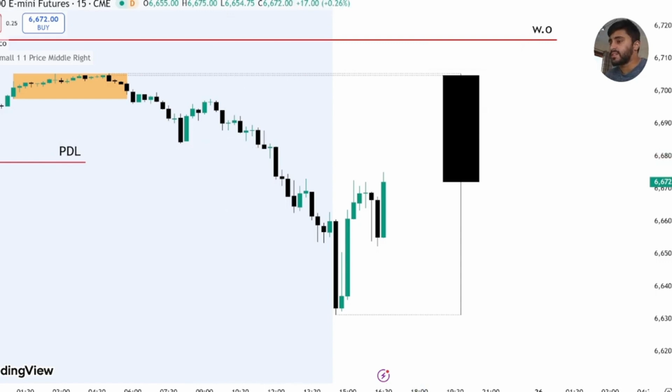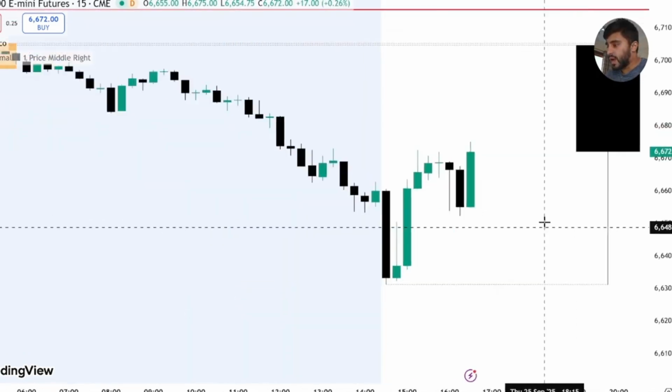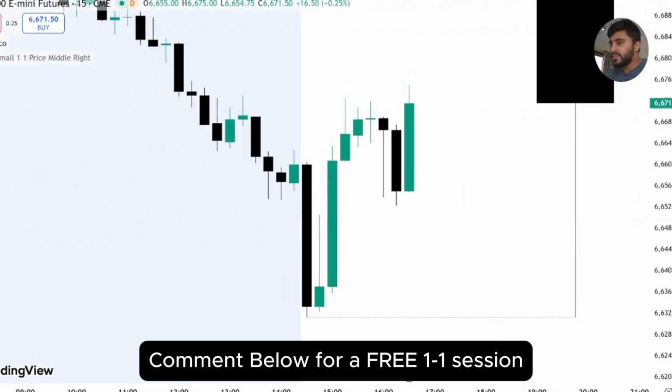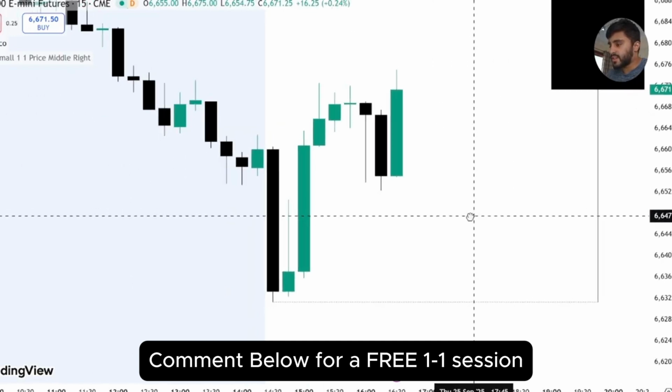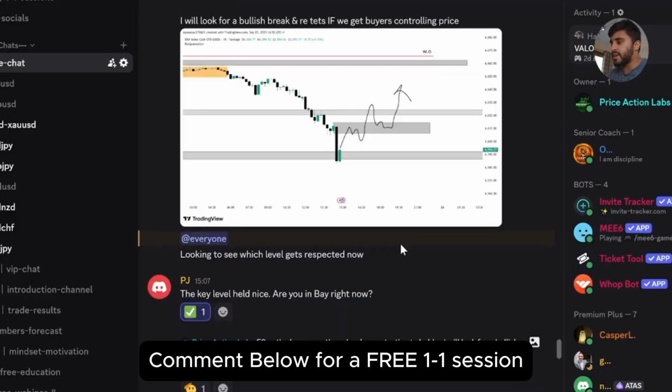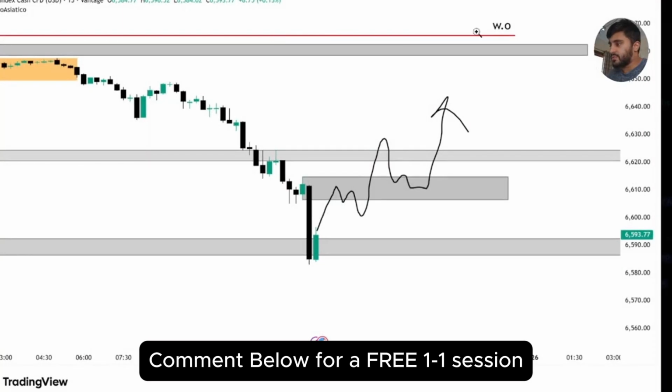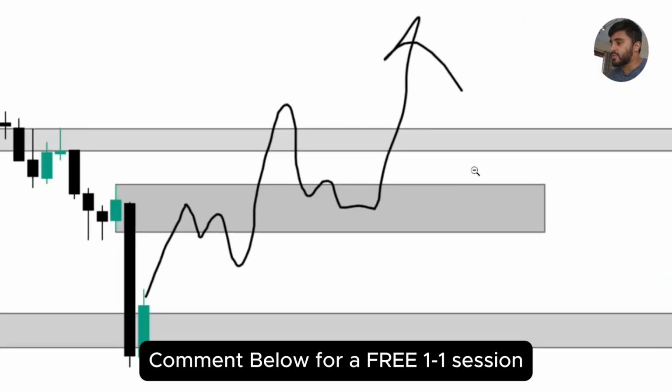So step one is identifying a key level. How do I form a key level? For me, a key level is simply the last 15-minute fair value gap. This is the 15-minute time frame. If I go to the Discord, I'm going to break down the plan for everyone. So here was the plan. I've got the same things out. We have the weekly opening price, we have a key level from the previous day, we have these two key levels from the previous day.